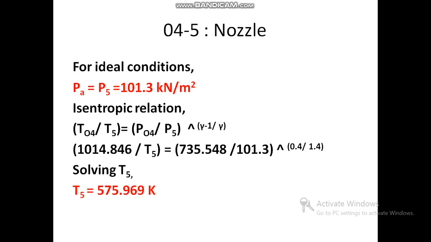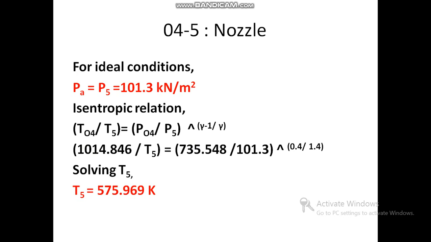The next device is called the nozzle. Before going to solve this in detail, we need to know the static pressure, that is PA is equal to P5, that is your entry pressure is equal to exit pressure. So for the ideal condition, your PA is equal to P5 or PE, that is your ambient pressure is equal to the exit pressure. So let us take PA is equal to P5 is equal to 101.3 kilonewton per meter square.